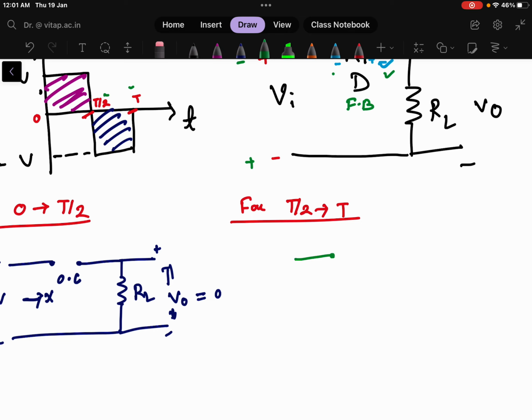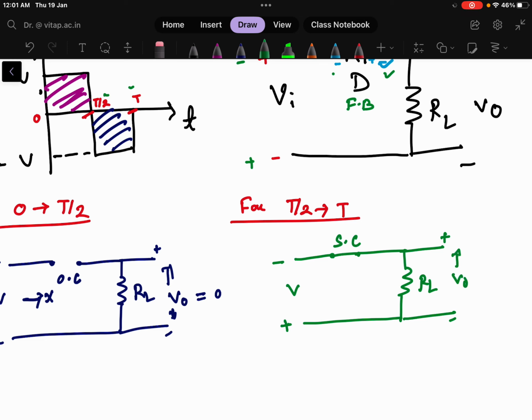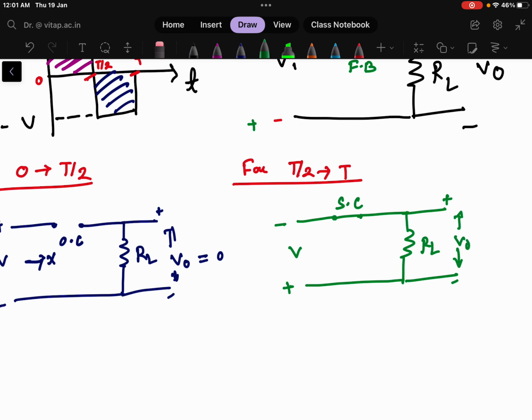So if I draw the circuit again, here this is a short circuit, and in the earlier case it was an open circuit. So this will be my RL, and the input applied here is positive here, negative here, and the value is V, and we have to measure the voltage at this point, V0. So V0 is nothing but the voltage drop across the RL resistance. If I want to find that, how can I find it?